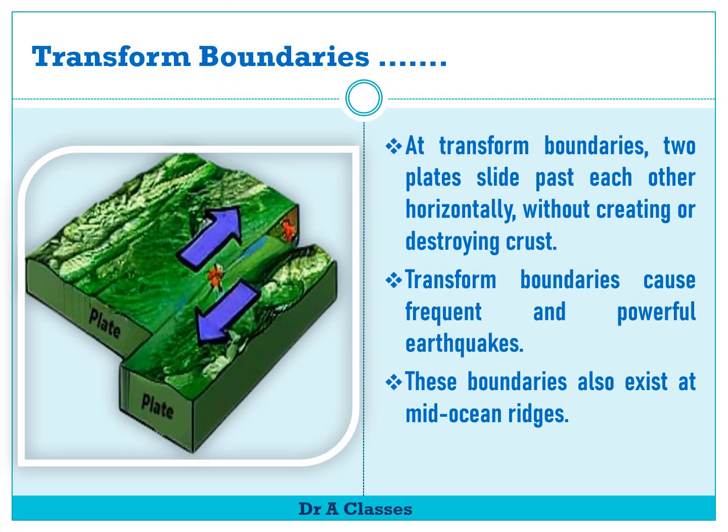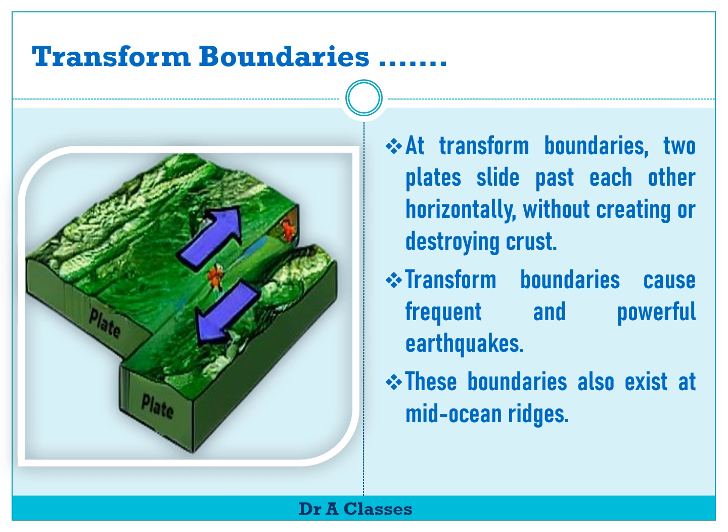Transform boundaries. At transform boundaries, two plates slide past each other horizontally without creating or destroying crust. This movement causes intense friction, which results in earthquakes. Effects of transform boundaries. Transform boundaries do not form mountains or volcanoes but cause frequent and powerful earthquakes.